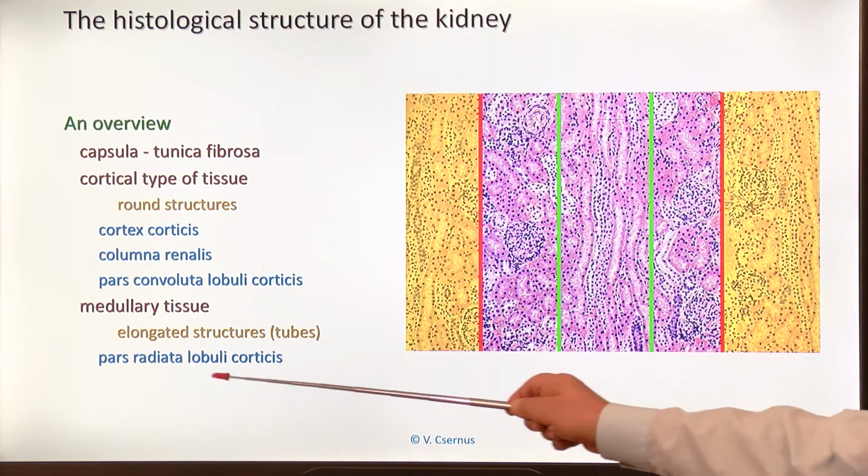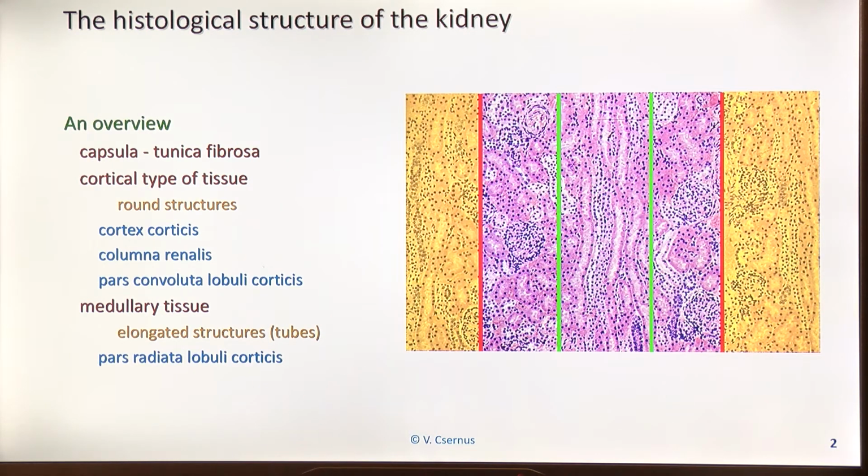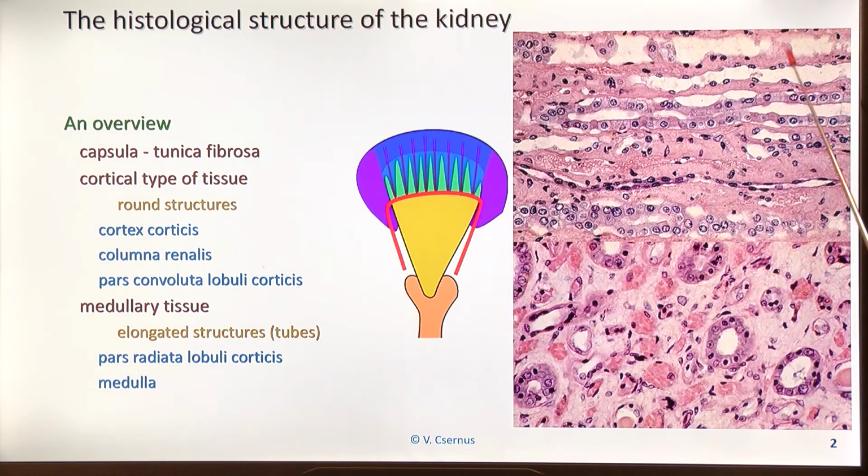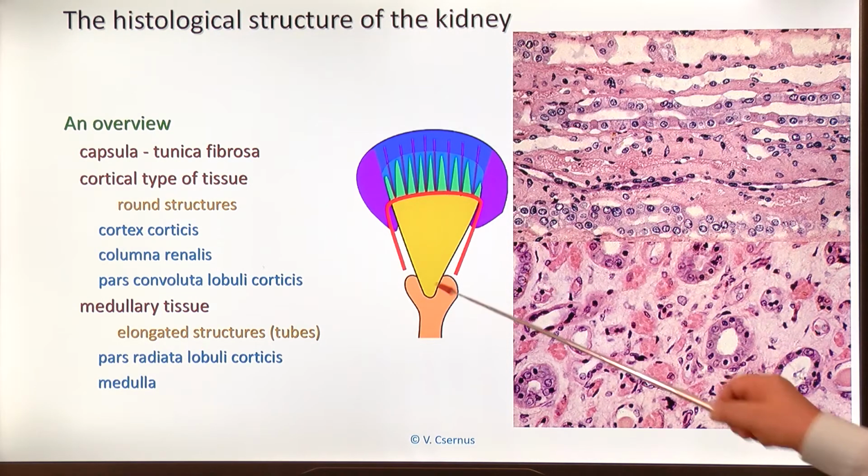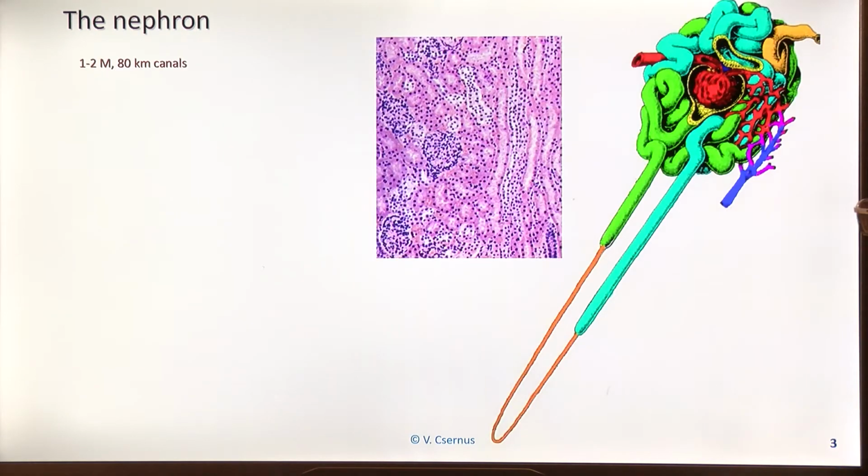This is what we name the radiate part of the lobules, pars radiata lobuli cortices, and also the entire medulla is filled with that. You can see thicker and thinner but elongated tubes. Here is the cross section of the medulla. After this introduction, let's see what really happens in the kidney.